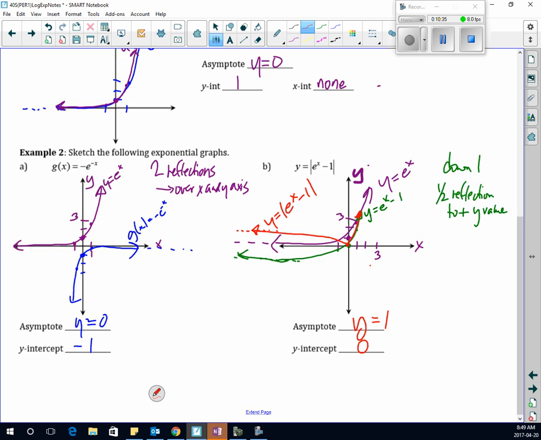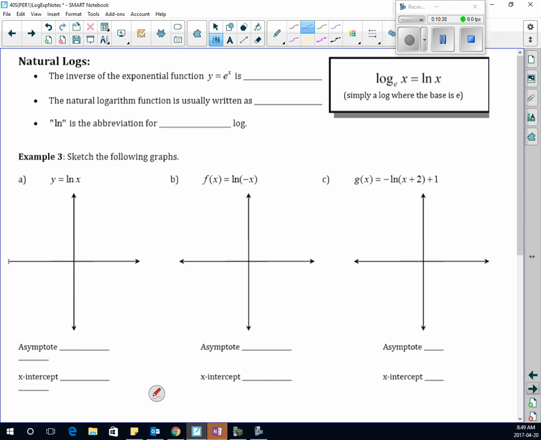Okay, how do we think about the e to the power x graphs? Pretty easy. Okay, so now I'm going to introduce what's called the natural log. So if you have a log that has a base of e, it's called the natural log. The inverse of the exponential function y equals e to the power x is y equals ln x. So here's the thing that you need to know. All that's different here is, we could write it this way, but it's so common that they came up with a shortcut way of writing it, and that's the natural log, ln.